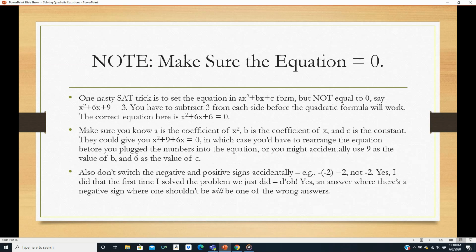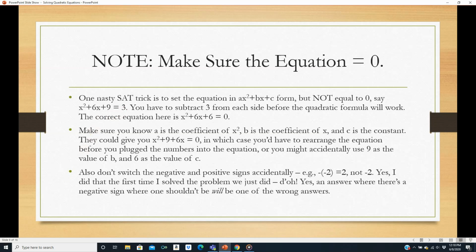Note, make sure that the equation is equal to 0 when you try to use the quadratic formula. One nasty SAT trick is that they'll set the equation ax squared plus bx plus c, but it's not equal to 0. It might be equal to 3, it might be equal to 4, or some other number. So if you end up with x squared plus 6x plus 9 equals 3, someone who's not paying attention will just plug 1, 6, and 9 in for a, b, and c. That will not give you the right answer. You'd have to subtract 3 from each side before the quadratic formula will work. So here you'd have to have x squared plus 6x plus 6 equals 0.